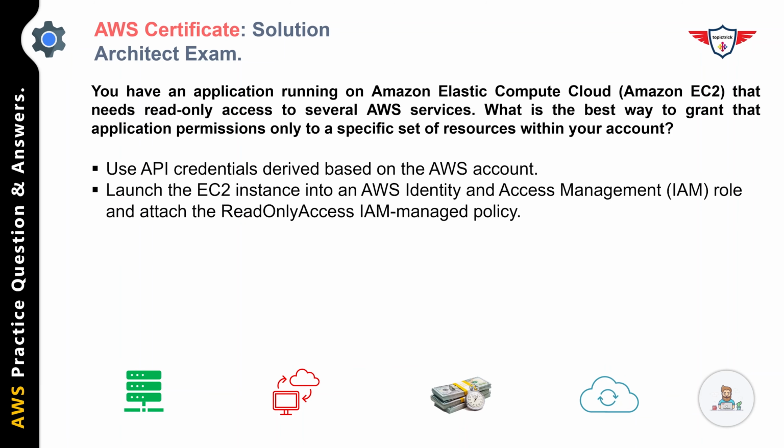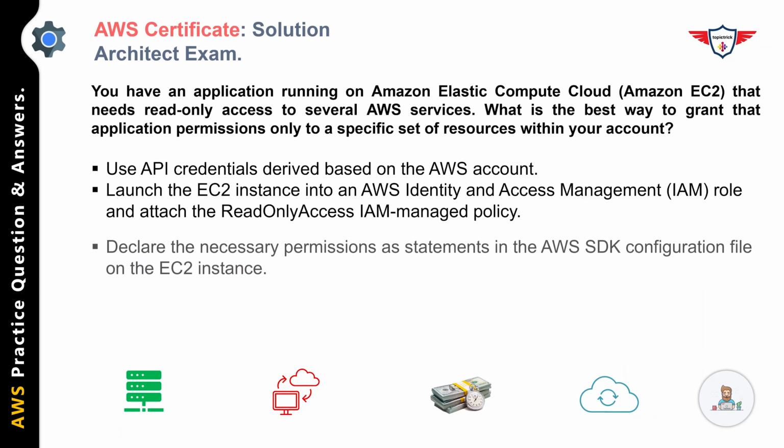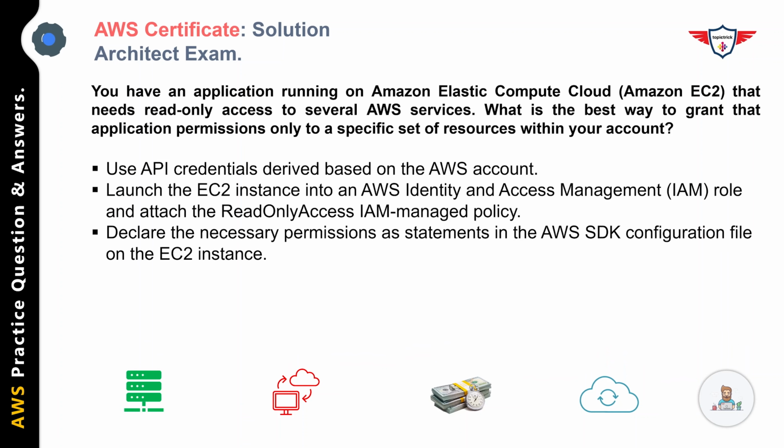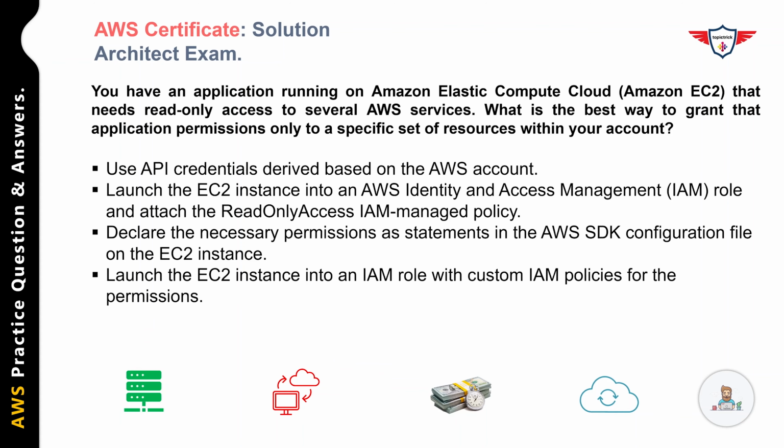Use API credentials derived based on the AWS account. Launch the EC2 instance into an AWS Identity and Access Management role, and attach the read-only IAM managed policy. Declare the necessary permission as a statement in the AWS SDK configuration file on the EC2 instance. Launch the EC2 instance into an IAM role with custom IAM policies for the permission.